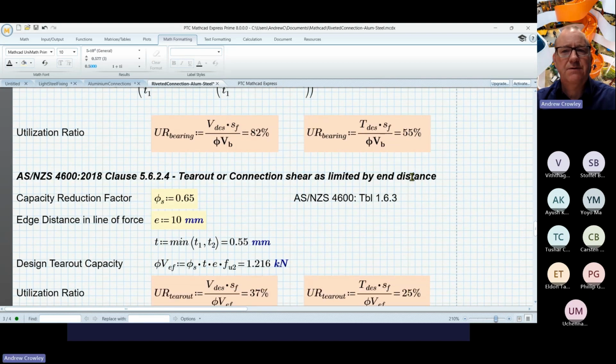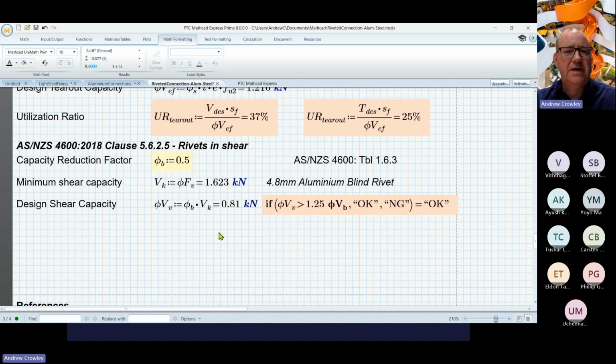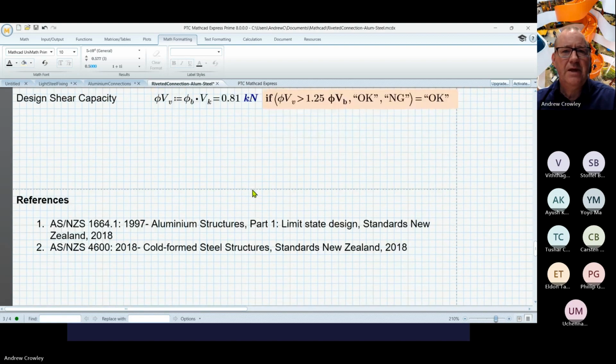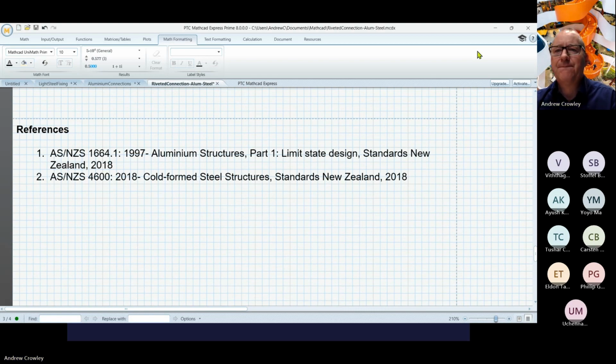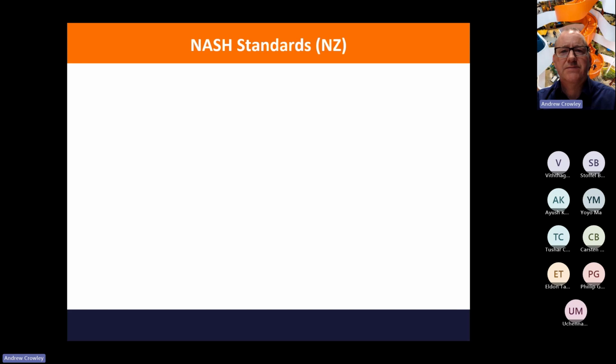So our utilization has come through. In shear, it's 82%, and bearing against tension, it's 55%. If you're looking at limiting by end distances, here's the equation from clause 5.6.2.4. And a quick check on the rivet, again, just the rivet itself in shear, not normally a problem. And those are the references. So those are the three main Mathcad calculations for working out the fixings in shear. And obviously you don't have to do all of them depending on your scenario. You just do what is appropriate for your case.